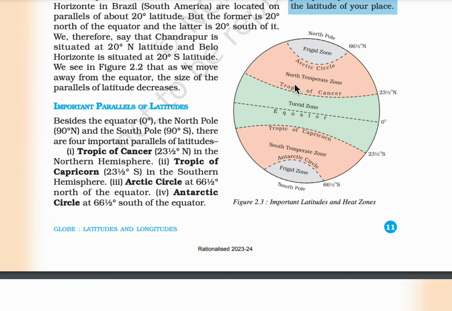Next are the temperate zones. There are two types: the north temperate zone and the south temperate zone. The orange colored ones are the temperate zones. The upper one is the north temperate zone and the other one is the south temperate zone. The north temperate zone lies between the Tropic of Cancer and the Arctic Circle. The south temperate zone lies between the Tropic of Capricorn and the Antarctic Circle. The frigid zone is located between the Arctic Circle and North Pole, and the Antarctic Circle and South Pole. The gray area is the frigid zone.